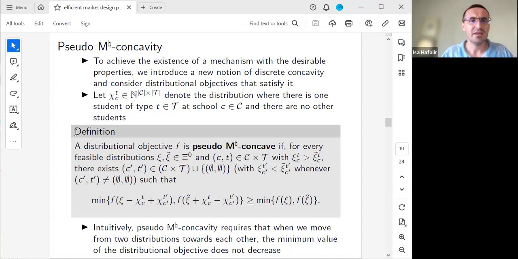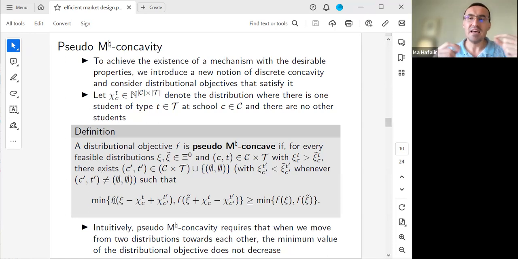Pseudo M natural concavity is basically requiring that when we have 2 distributions, C and C prime, and we make these distributions closer to each other, and this can be done in 2 ways. One of them is that we have a coordinate in which C is greater than C prime, and we decrease C and increase C prime at this coordinate. That's one way. Another one is there are 2 coordinates in which C and C prime are ranked in reverse, and then we make them close to each other in a 45-degree way. So this definition is saying not more than that.